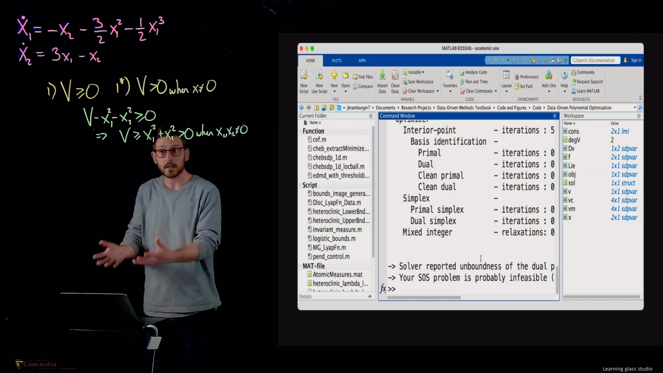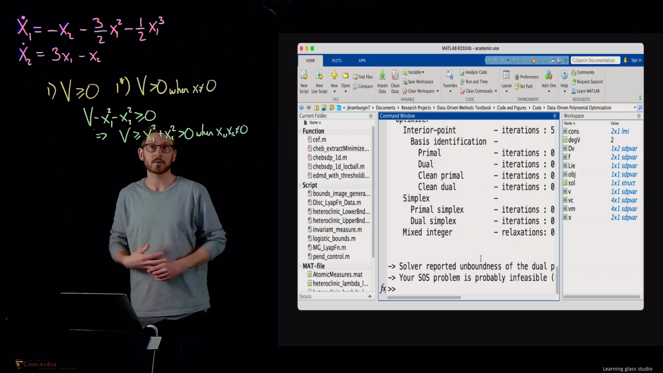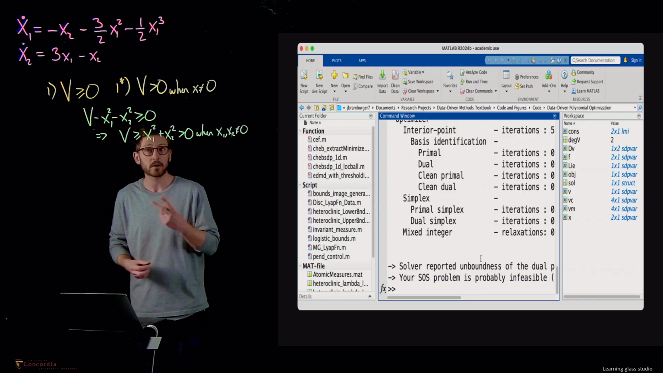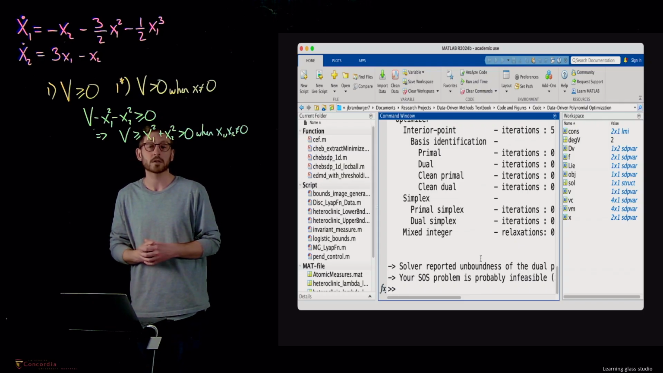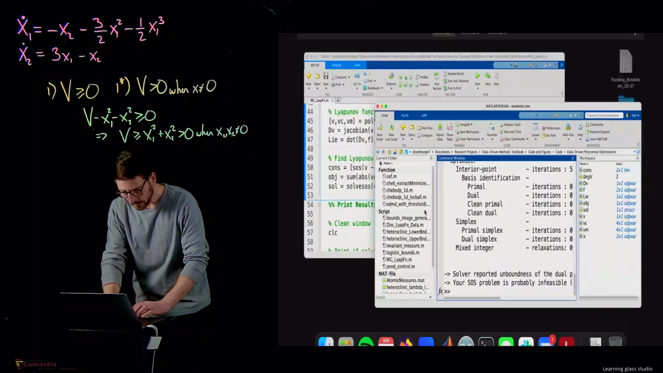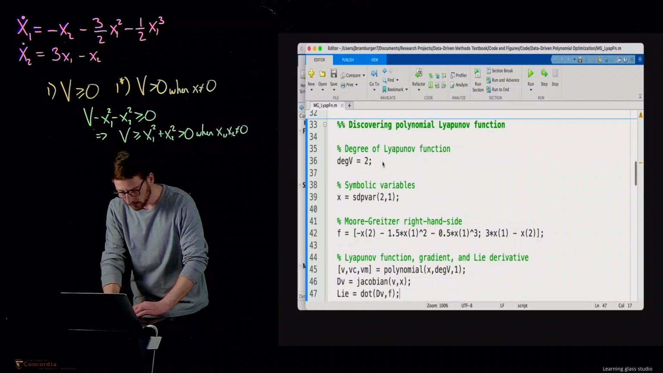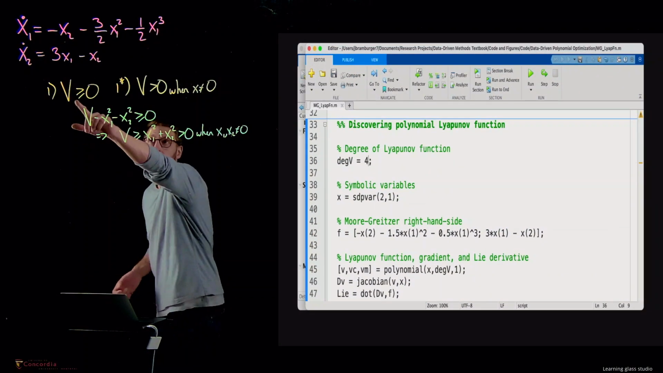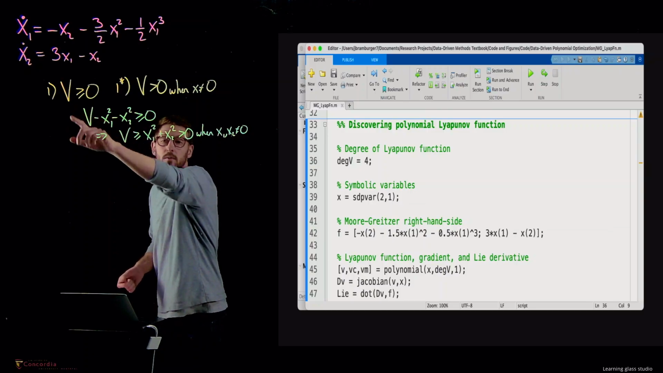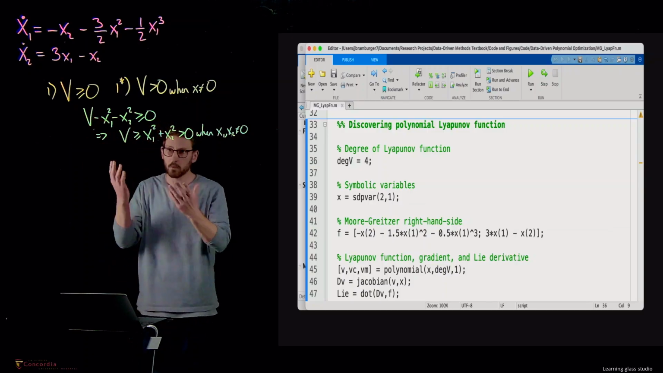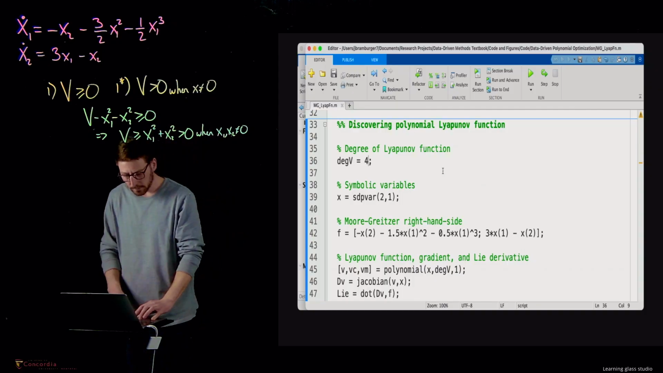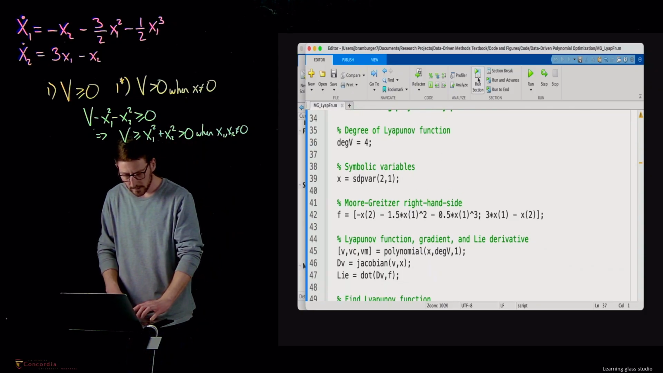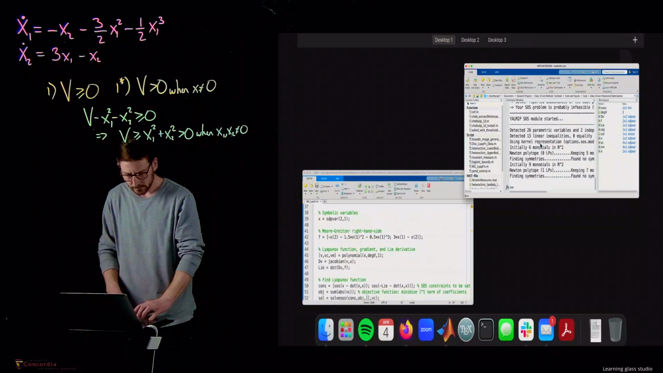No, it just means that the computer couldn't find a sum of squares representation for a degree 2 polynomial that would be a Lyapunov function. So let's try and increase the degree here. Now we need this to be an even degree because we need this inequality to hold everywhere. If it was an odd degree, that wouldn't hold immediately. So we'll jump up to degree 4. We'll restart this thing.